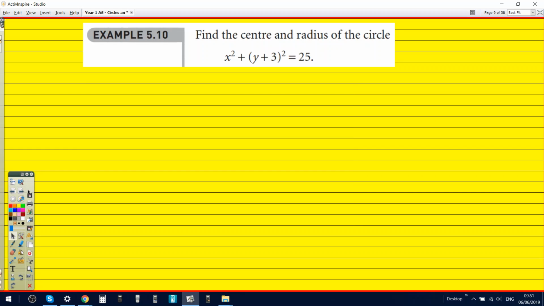Okay, find the center. What's the center and radius for this circle? Center be 0, minus 3. Radius 5. And 5.